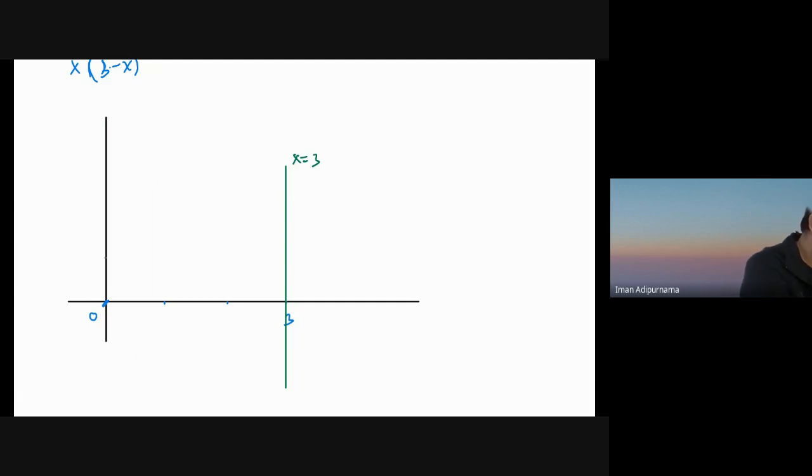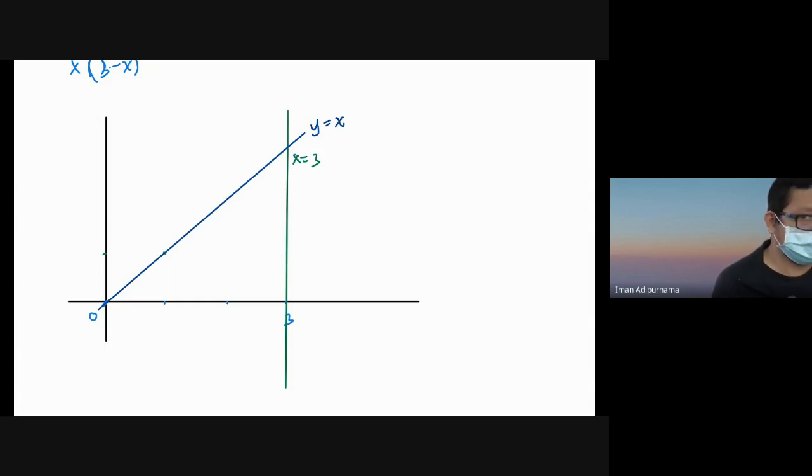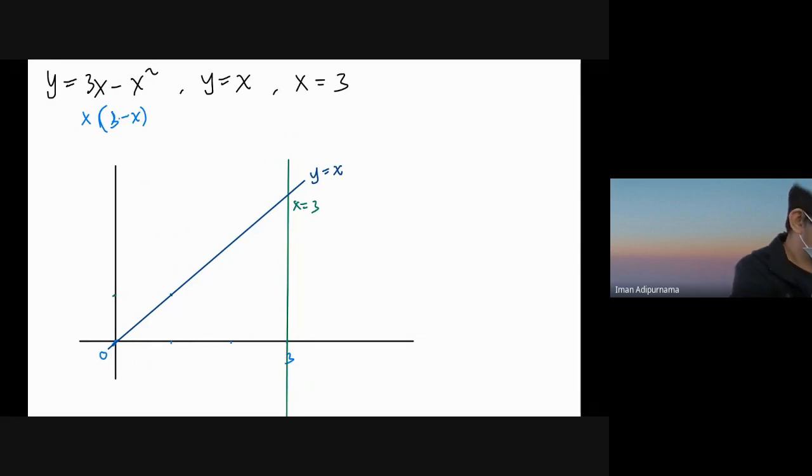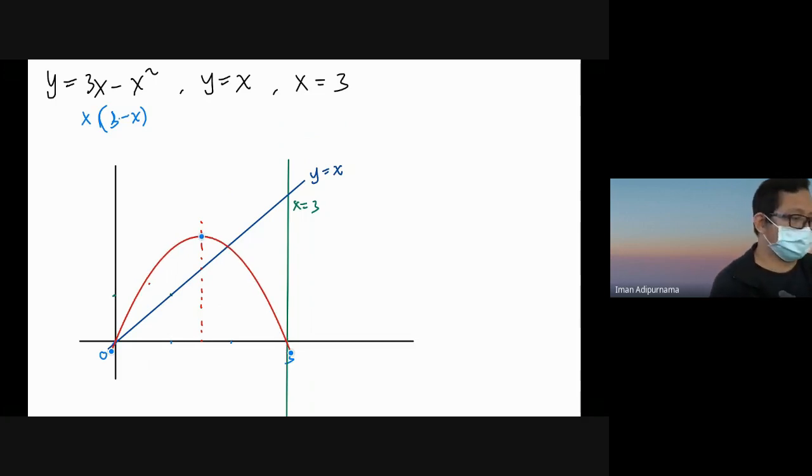And then this is y equals x. This should be 3 over 2, maybe here. Okay, let's say that is our graphs.